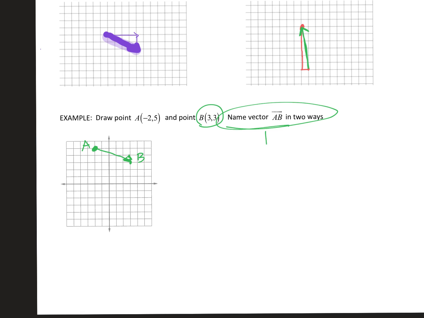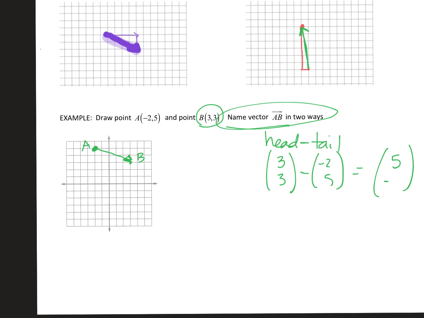So, naming this in 2 ways. Just a reminder, you can always just do head minus tail. Keep in mind that B is the head. We've got 3, 3, and then the tail is negative 2, 5. If you subtract, we should get an answer of 5, negative 2. That's one way to do this, head minus tail. Again, you could just go over here to the picture and realize that you're going to the right 1, 2, 3, 4, 5, and you're going down 2. So we could write this as 5i minus 2j.